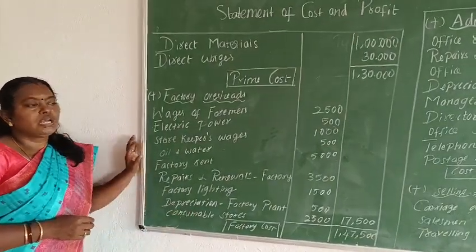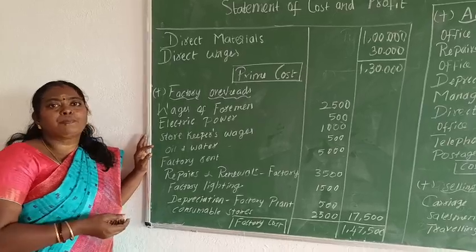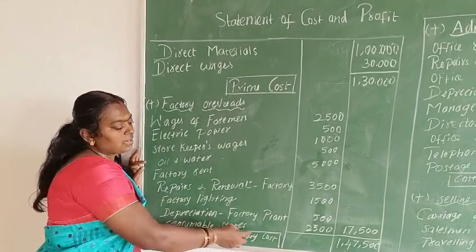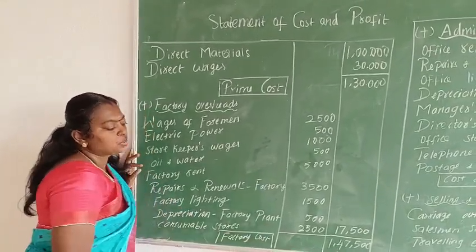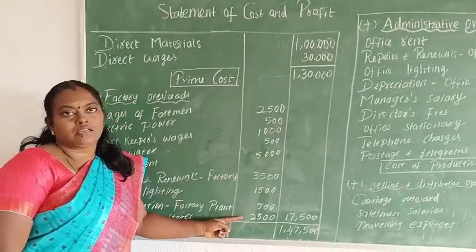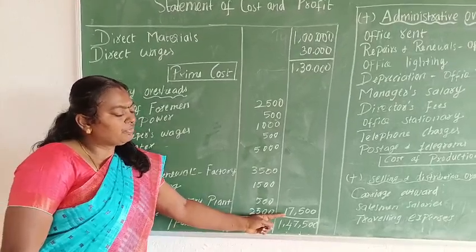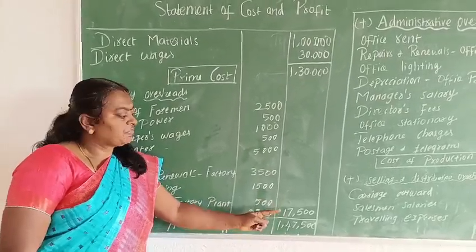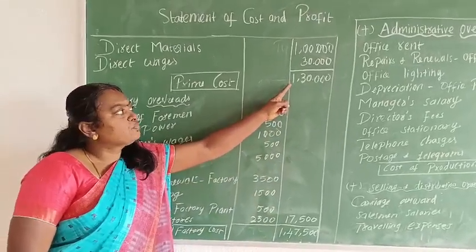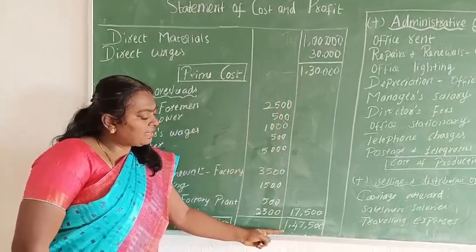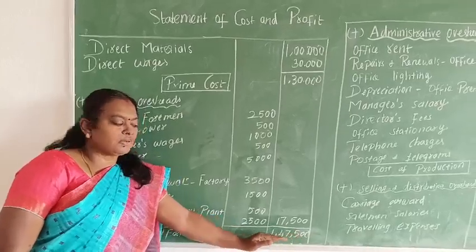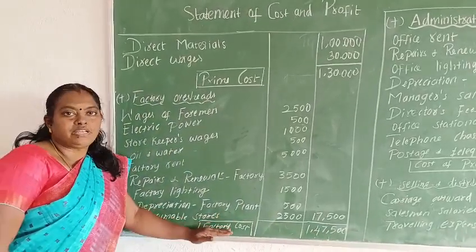Then consumable stores. Some other supporting materials will be consumed by the factory. So consumable stores come under this overhead. We have done rupees 2,500. Now we have to calculate all these amounts. If we calculate, the amount will be 17,500. This 17,500 will be added with this prime cost rupees 1,30,000. You will get the amount 1,47,500. This 1,47,500 is named as the factory cost.